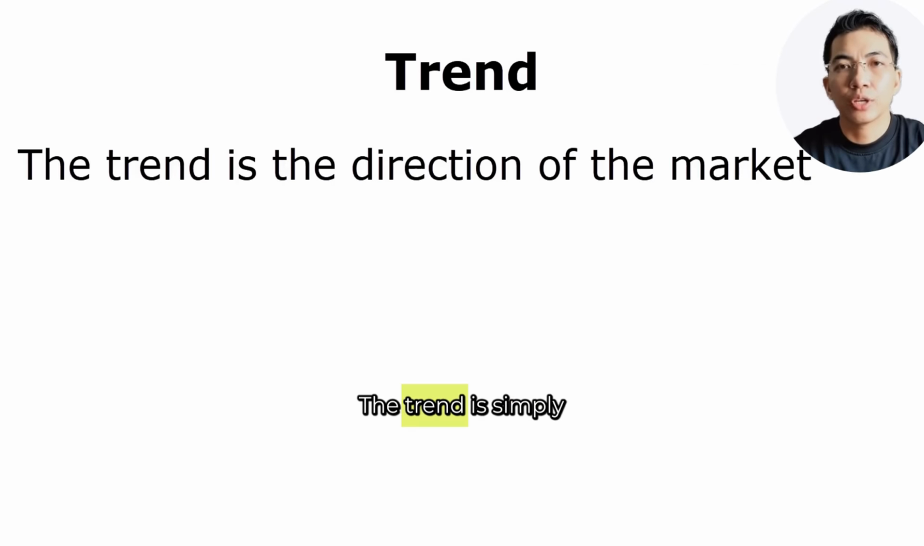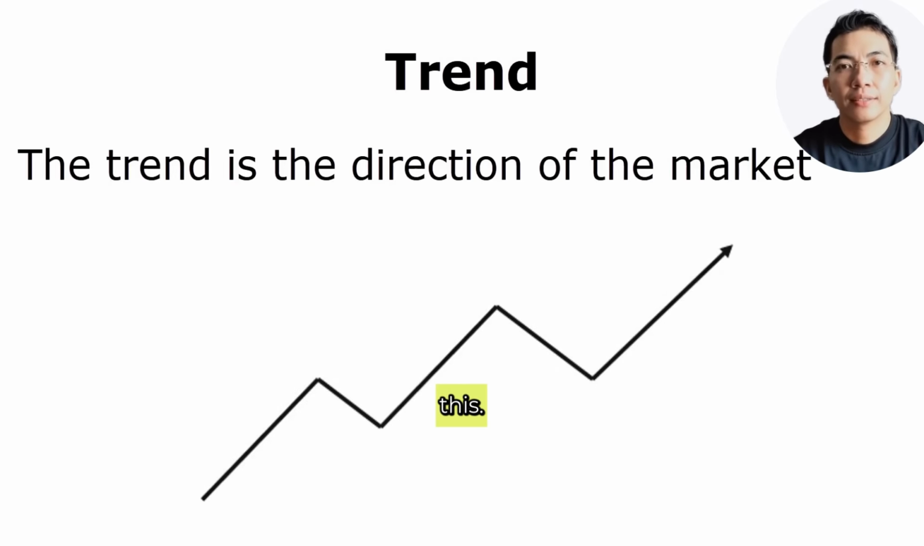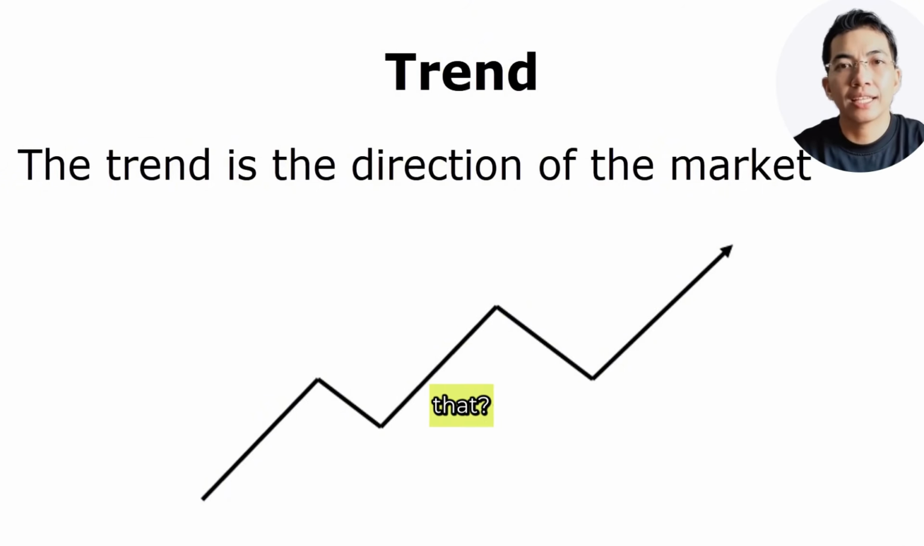And the trend is simply the direction of the market, so which way the currency pair is moving. But when you have a look at the chart, the first thing that you notice is that there is no straight line to help you identify any direction. You never see something like this, but you can see something like this. Even if it is quite obvious that the price is going up, how can you say that?